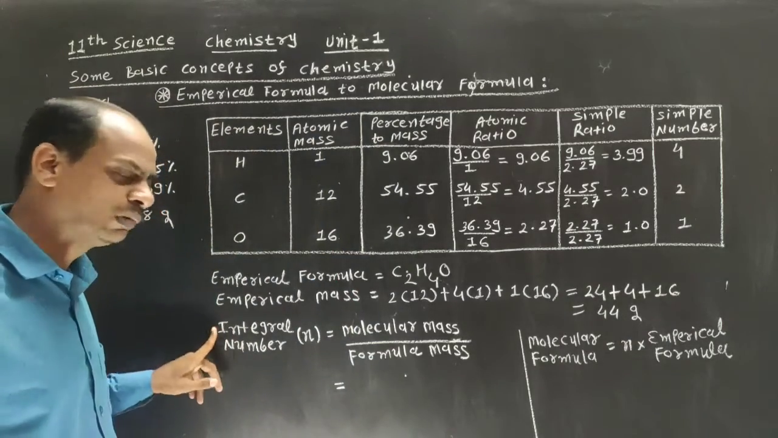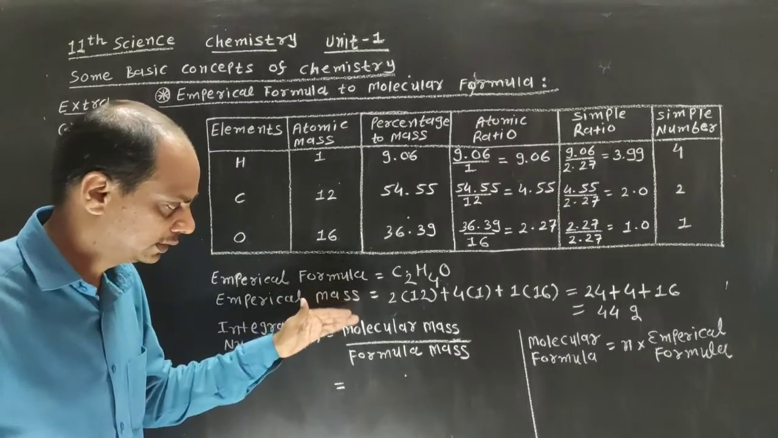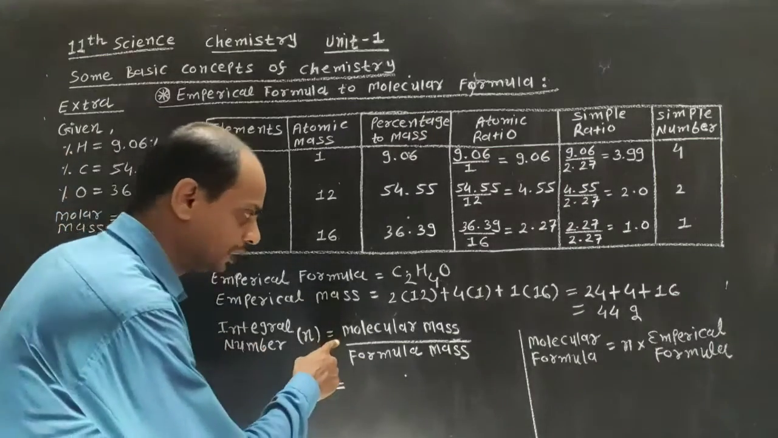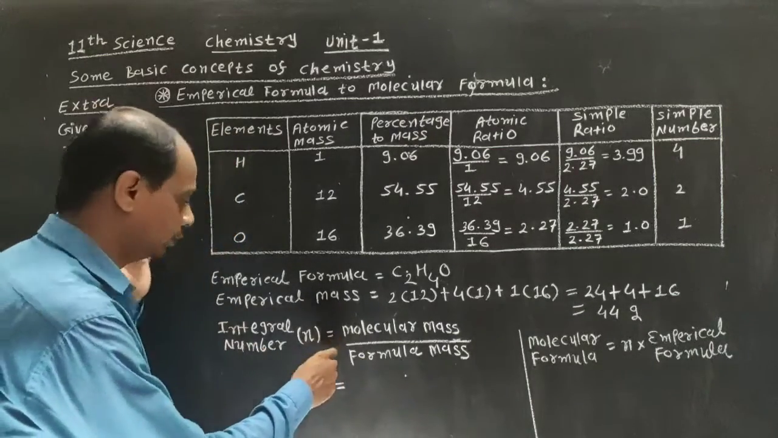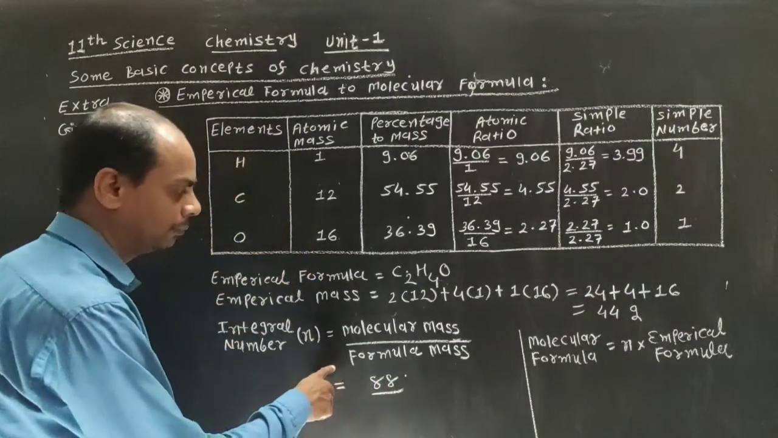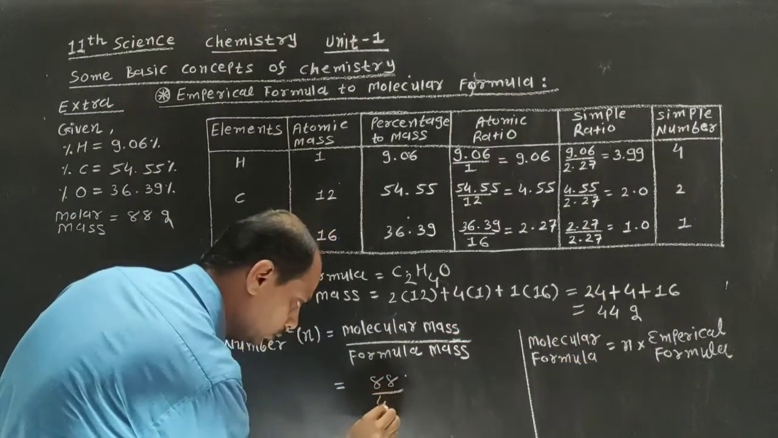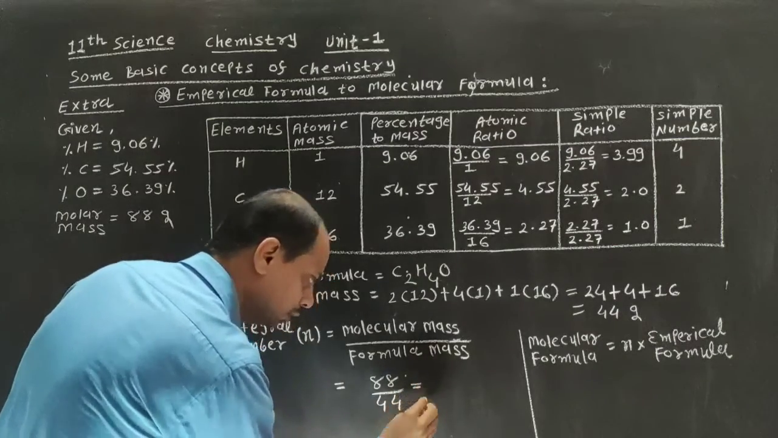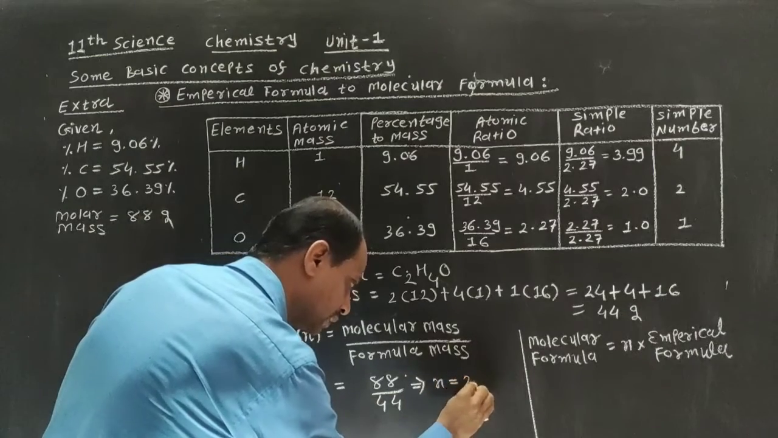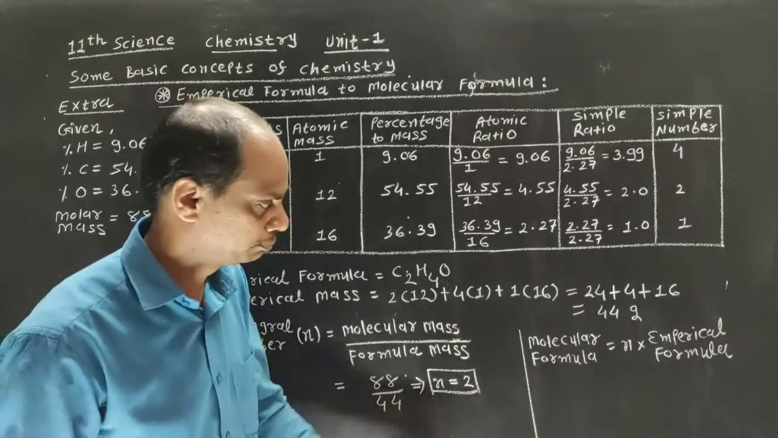So now we are going to find the integral number n. What is n? The molecular mass divided by the formula mass gives us the value of n. What is the molecular mass? The molecular mass we are given over here, that is 88, divided by the formula mass. You can also write empirical mass, both are the same. Our answer over here is 44. Now, what is the answer of n? So, we write n is equal to 2. Is it?